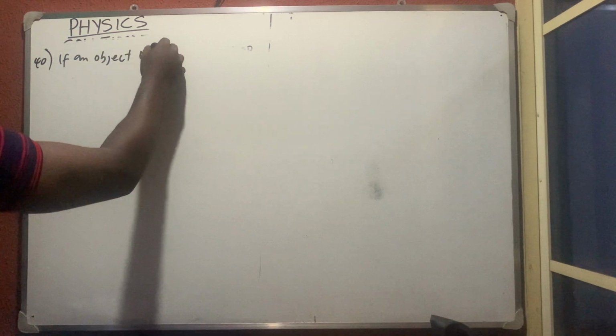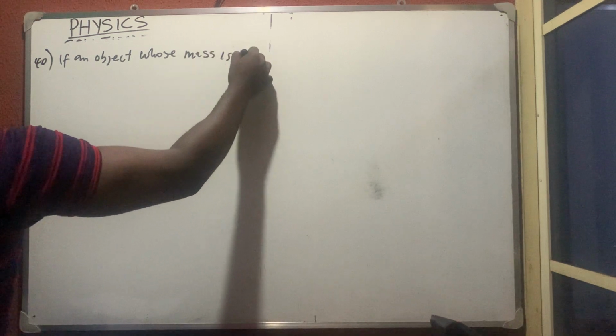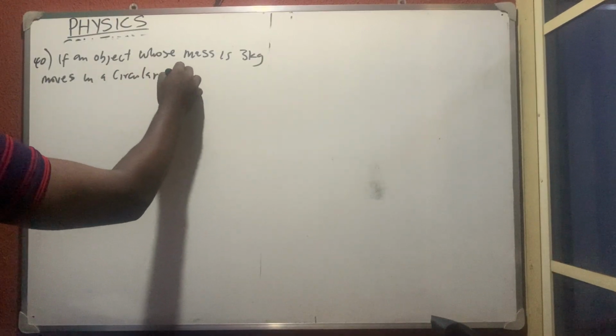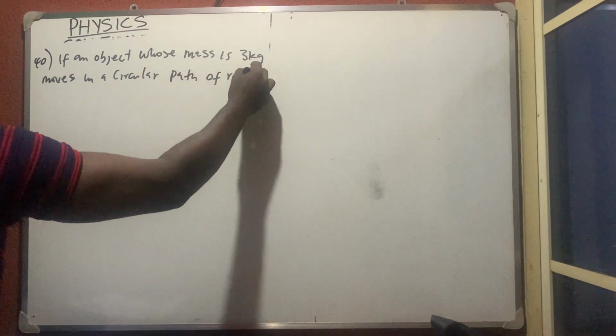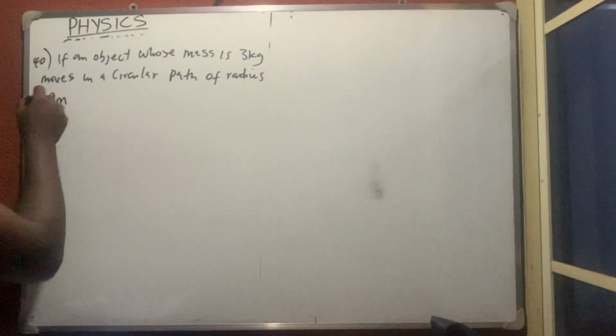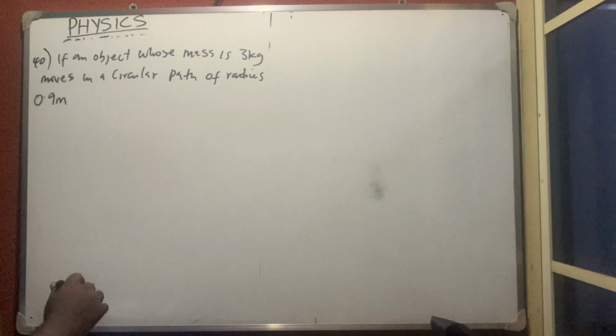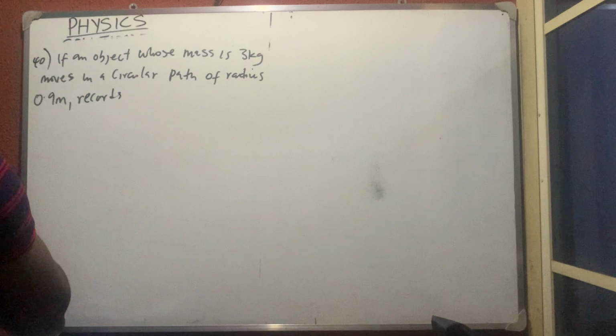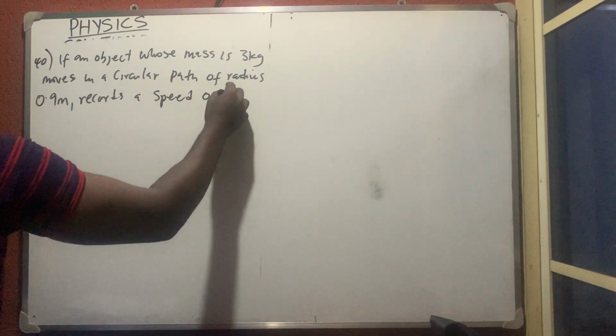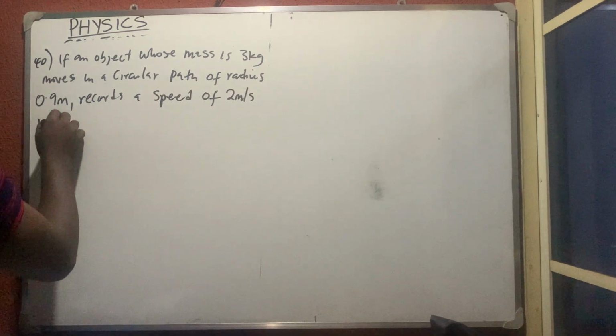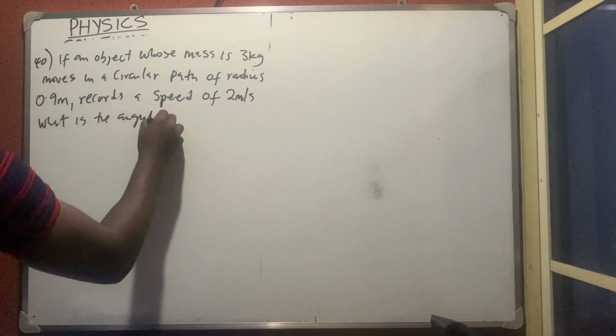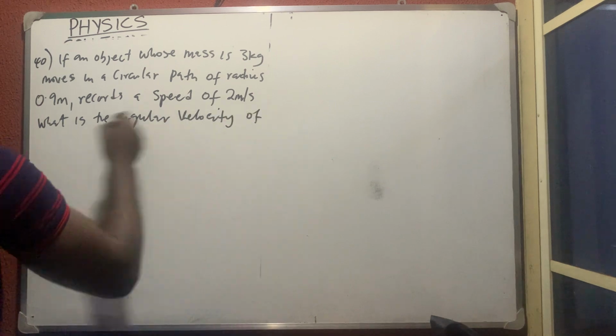Question number 40 said, if an object whose mass is 3 kg moves in a circular path of radius 0.9 meters, okay, moves in a circular path of 0.9 meters, records a speed of 2 meters per second, then I say, what is the angular velocity of the object?